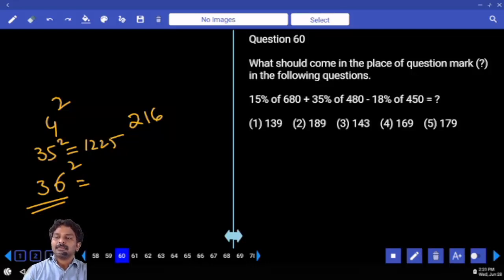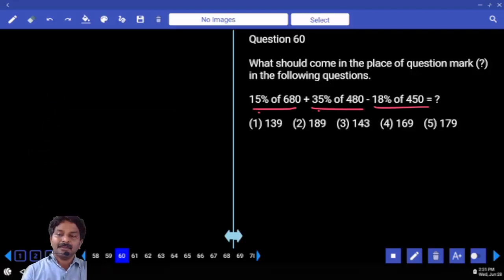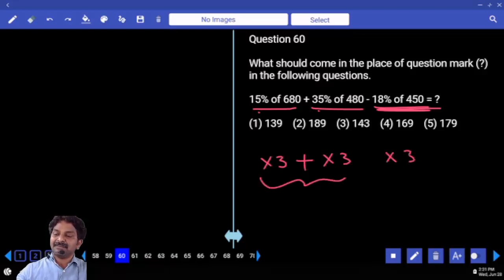Over? Come on. First number, second number, third number. Correct? In first number, do you see 3 multiple? 15. So first number is 3 multiple. Second number, do you see 3 multiple? 480. Second number is also 3 multiple. Sum is also 3 multiple. Third number, do you see 3 multiple? 18. 3 multiple, correct? So sum of these two numbers is 3 multiple.